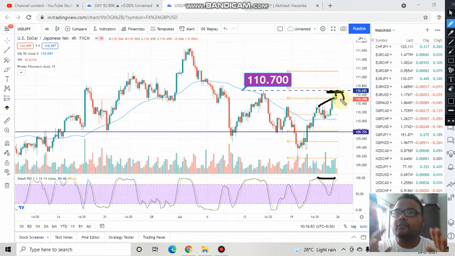I'm not saying that there will be a trend reversal in the market, or that there will be some heavy sell off. I'm just saying that there may be some good opportunities to make money if the market reverses from this particular level. That's it.